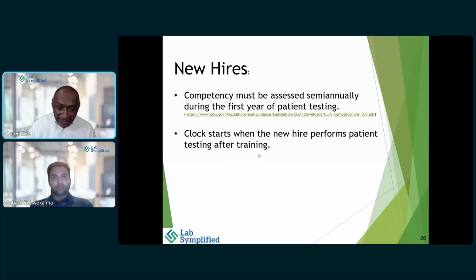Again, I like that. Training. Do not get training confused with competency. Those are 2 different things. Do not switch those words out. Training and competency are 2 different things.